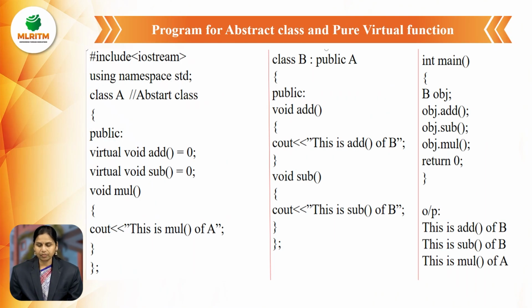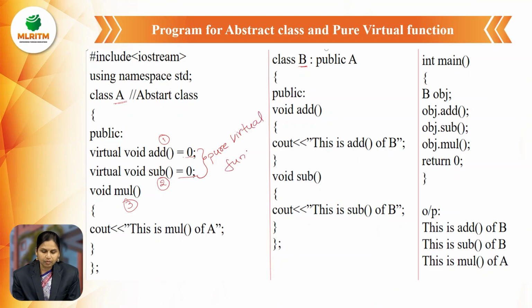Now this is the example for abstract classes and pure virtual functions. There are class A and class B, where A is the parent and B is the child. Here we are using single inheritance. The base class contains 3 functions: first add, second sub, and third multiplication. When we observe this program, virtual void add equal to 0 and virtual void sub equal to 0. These 2 are called pure virtual functions.